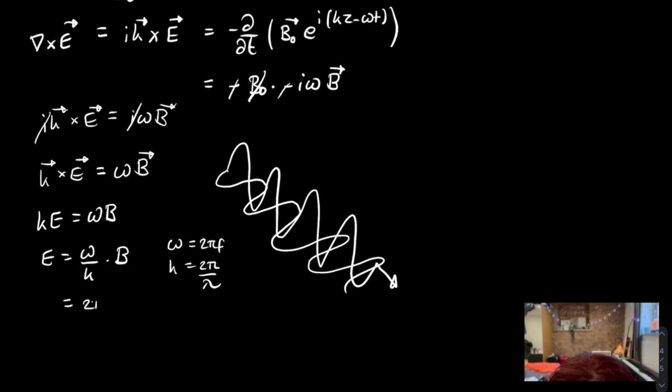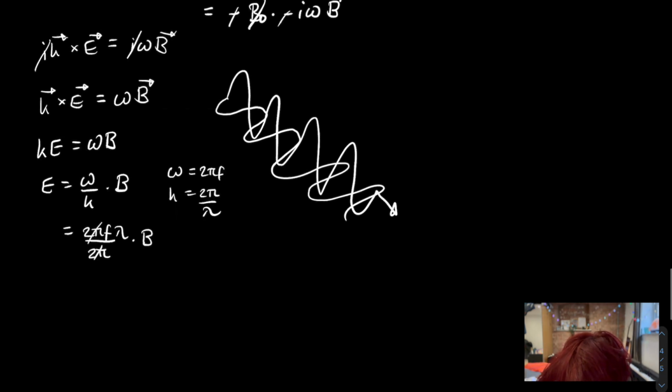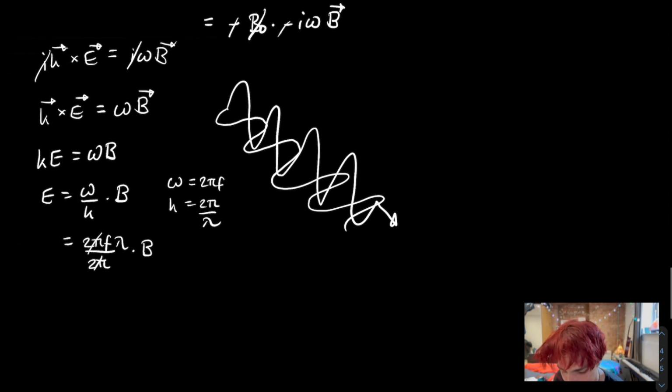So we have 2 pi f divided by 2 pi divided by lambda. Lambda's going to go upstairs, times B. The 2 pi's are going to go, and then we've just got f lambda. And that is, of course, just the very, very simple wave equation, v equals f lambda. So this is just equal to the velocity right here. And so what we've shown is that the electric field is equal to the velocity times the magnetic field.